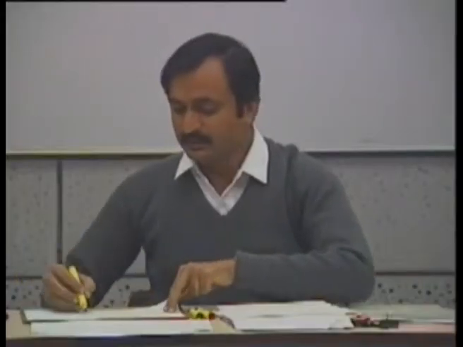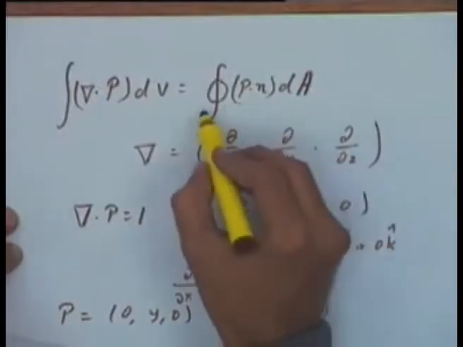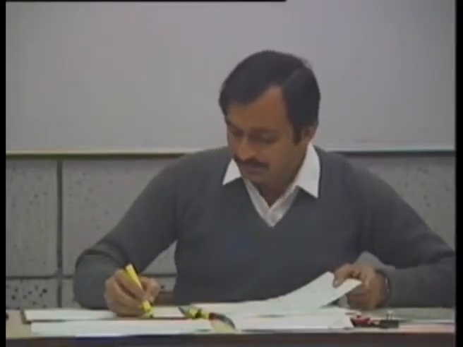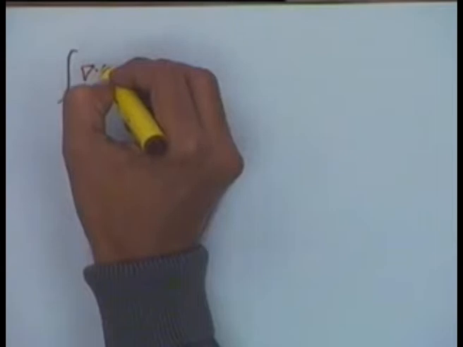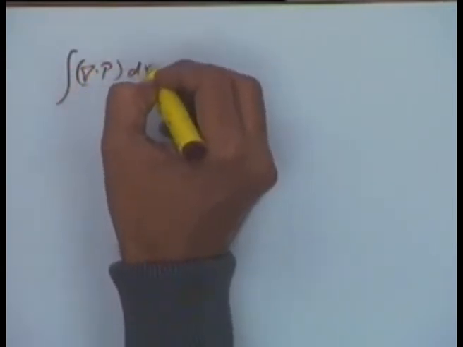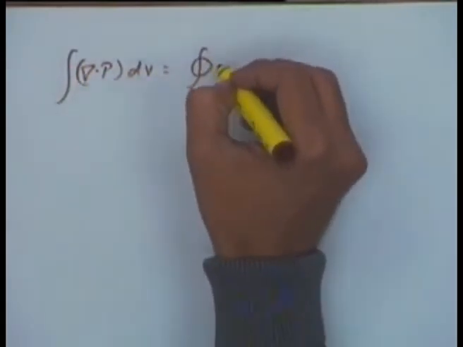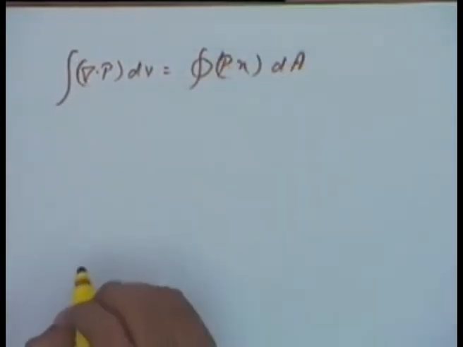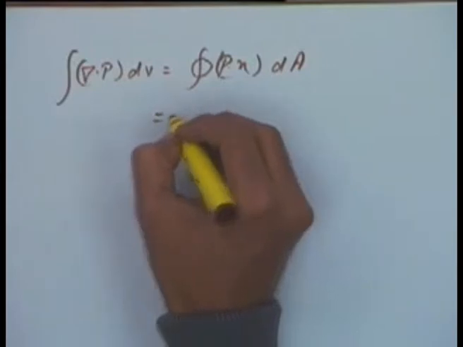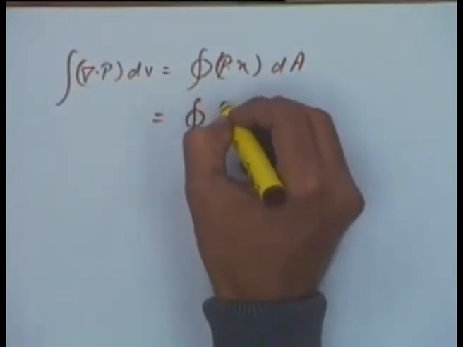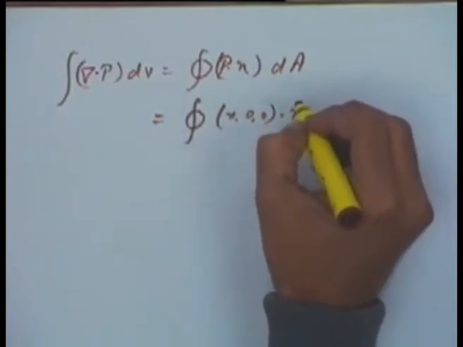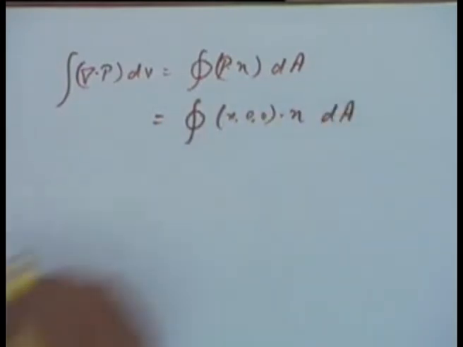If I take del dot P to be equal to 1, that means, let us say I take P to be x 0 0, and I want to find out this integral, the surface integral of P dot n dA. So this will become a surface integral of x 0 0 dot with n, integrated over all surfaces.